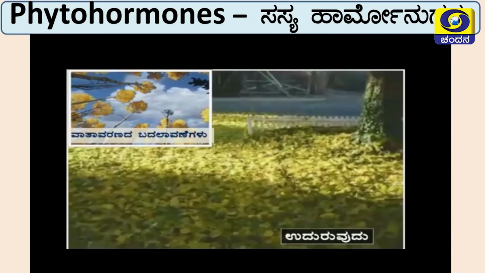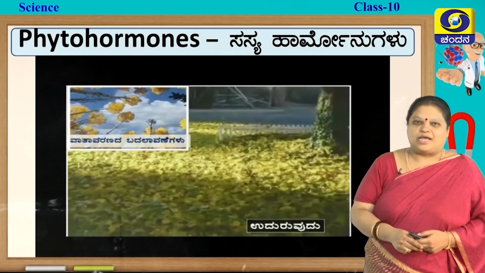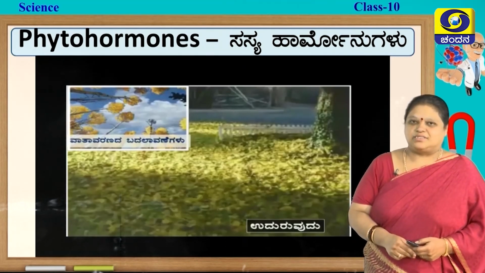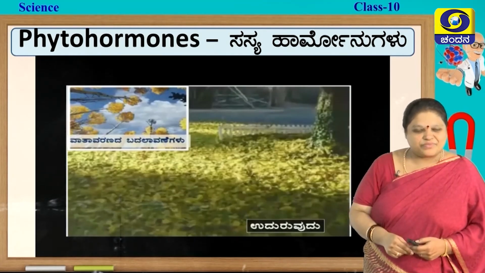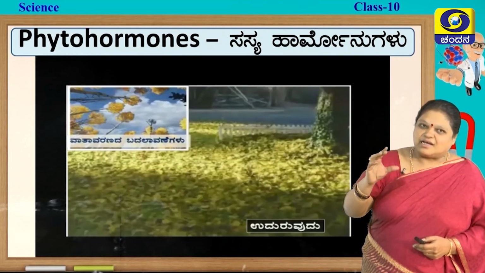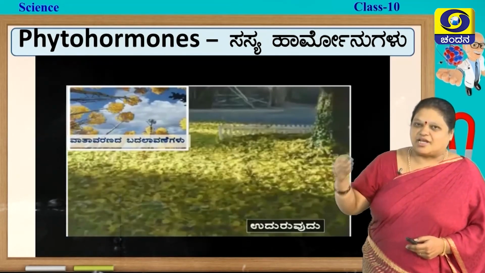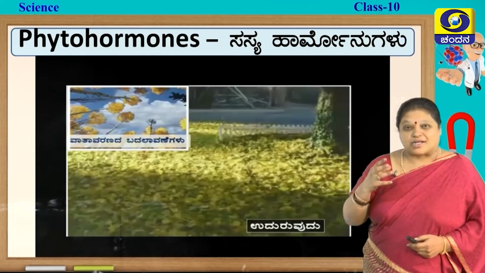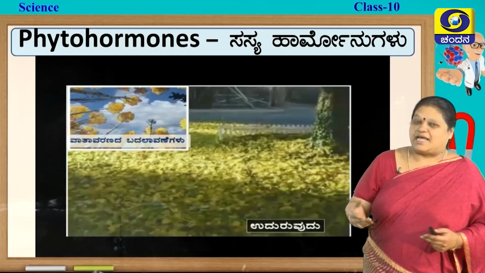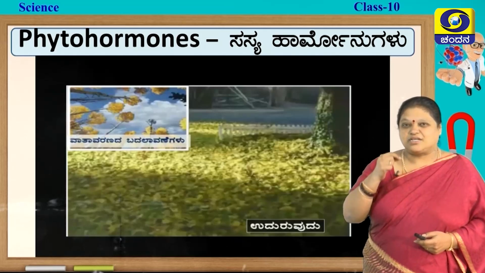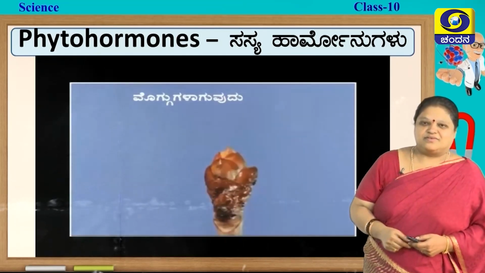So, children, you saw what the functions of phytohormones are. Some hormones help in growth, whereas some hormones inhibit growth. Some hormones help in the growth of the stem, some in the growth of the leaves, some in fruitification, some in falling of the leaves, some help in ripening of the fruits. So, like this there are so many hormones. Let us see how each hormone functions.